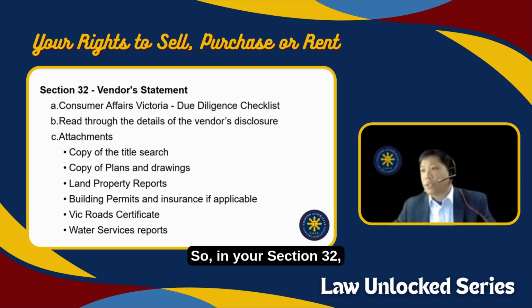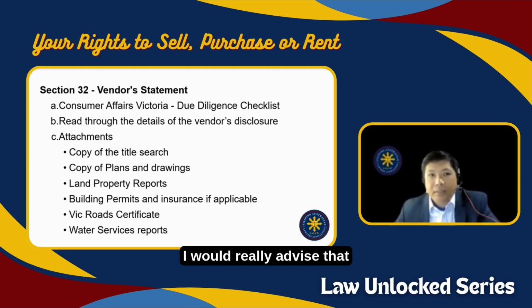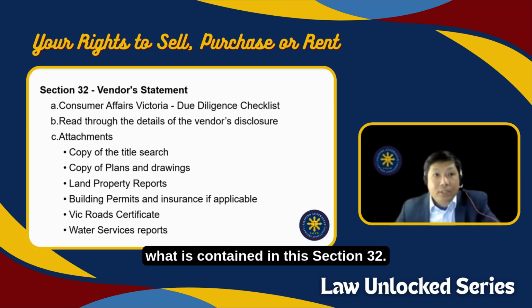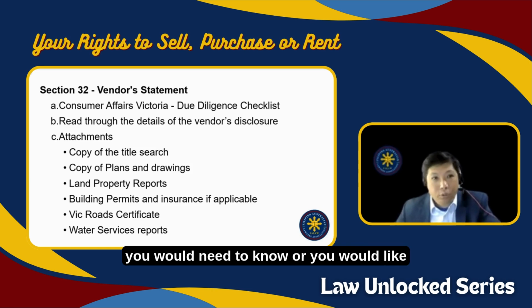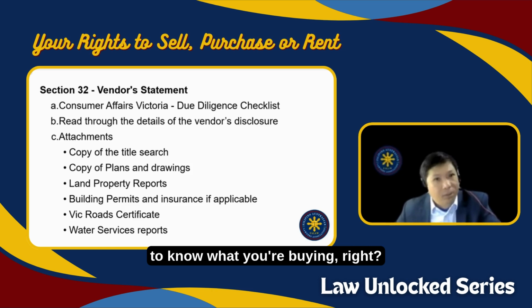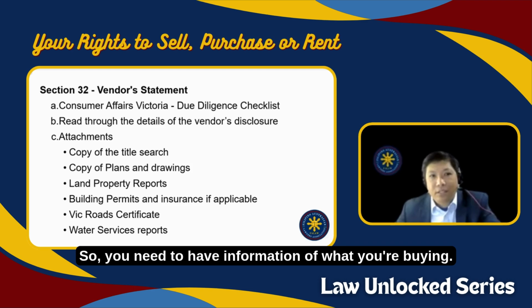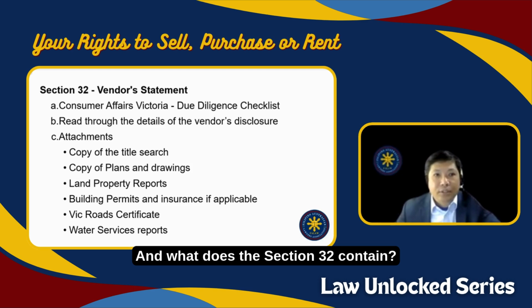In your Section 32, I would really advise that as a buyer, you have a look at what is contained in it. You might find it daunting, but just bear with it, because you would like to know what you're buying, right? So you need to have information of what you're buying. And what does the Section 32 contain?